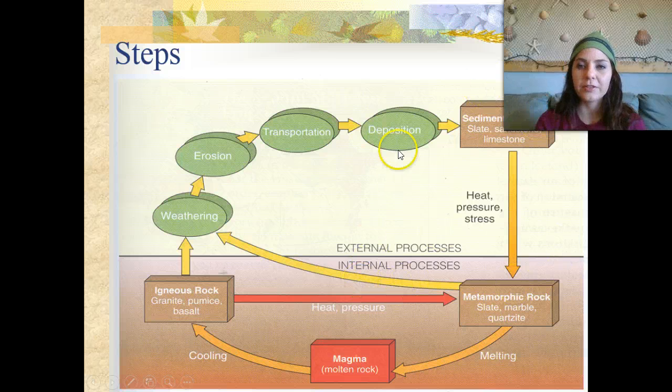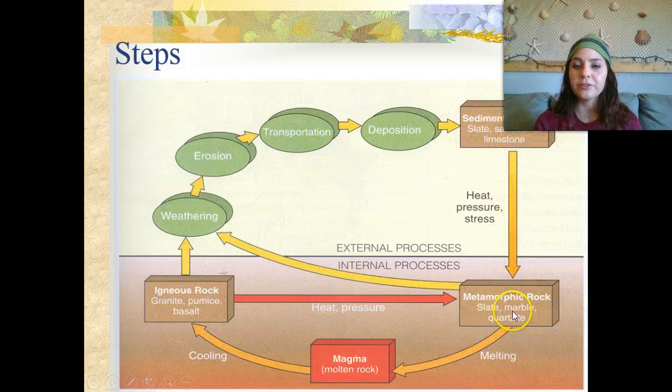So again, if we want to look at the steps, we start right here. Just pick a corner, sedimentary rock. Again, we have shale, sandstone, and limestone. If they undergo heat and pressure, they can get turned into metamorphic rocks such as slate, marble, and quartzite. If those get melted, they become magma.